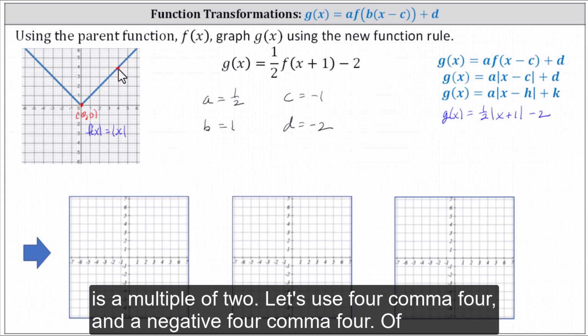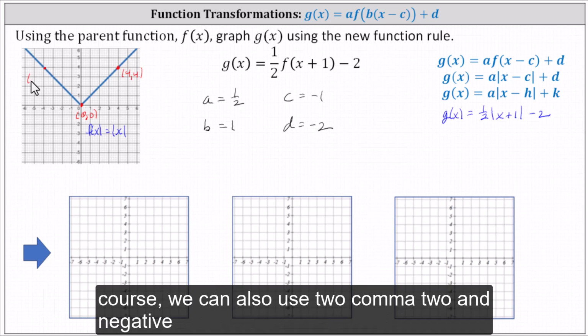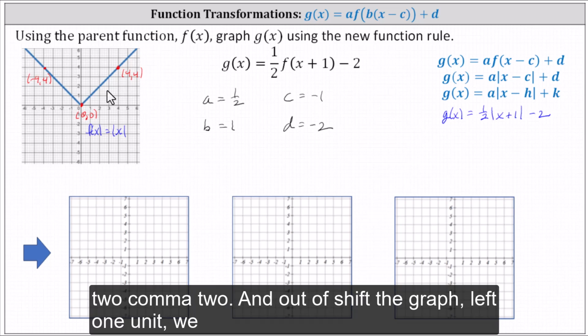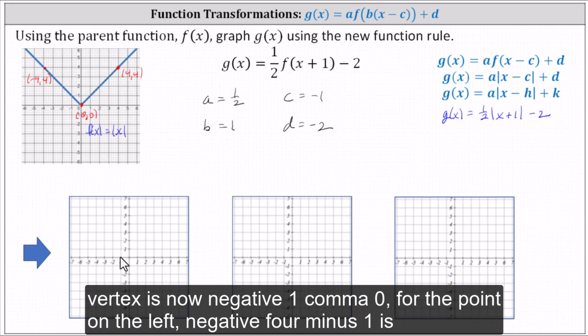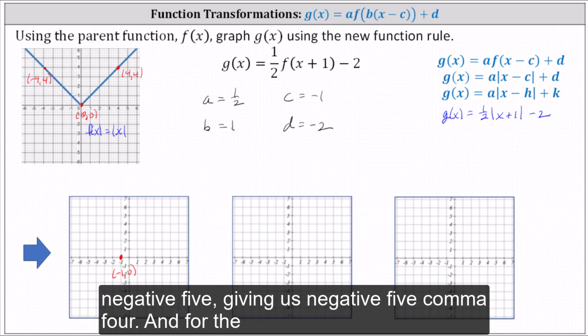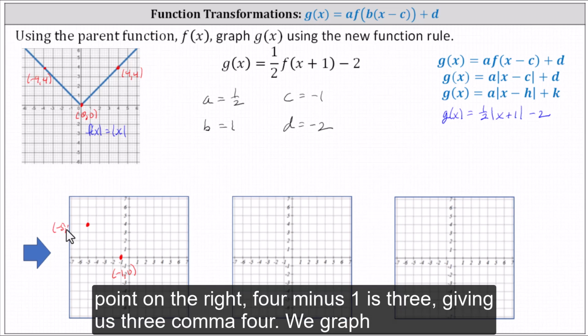Let's use (4, 4) and (-4, 4). Of course, we can also use (2, 2) and (-2, 2). And now to shift the graph left 1 unit, we subtract 1 from each of the x values. Starting at the vertex, 0 minus 1 is -1. The vertex is now (-1, 0). For the point on the left, -4 minus 1 is -5, giving us (-5, 4). And for the point on the right, 4 minus 1 is 3, giving us (3, 4).